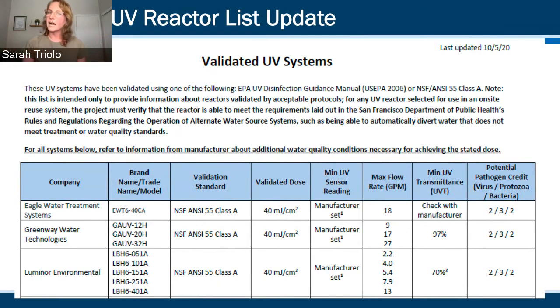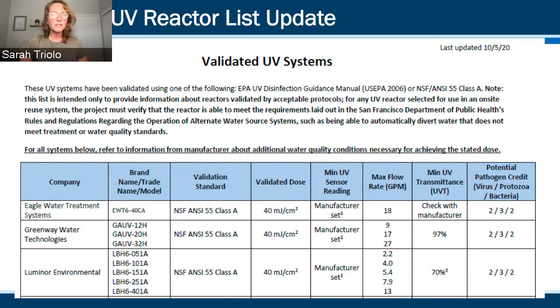There are many more reactors on this list, so I encourage people to take a look. It specifies the validation standard and the associated dose. You can see in the column minimum UV sensor reading where it says manufacturer set. That's what I was talking about, where that number is not always readily available, but it should be set by the manufacturer, and it should be associated with an alarm if it were to drop below that sensor set point. And then you can also find the max flow rate, the minimum UVT, and the potential pathogen credit that's associated with that dose.